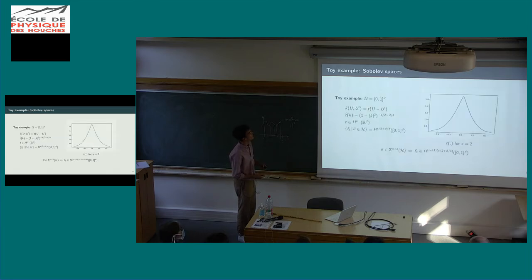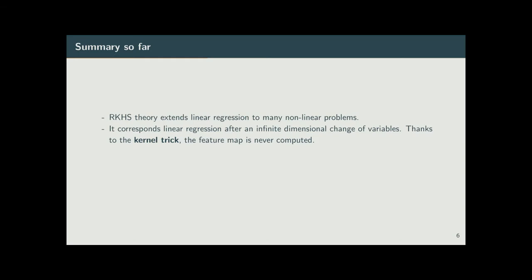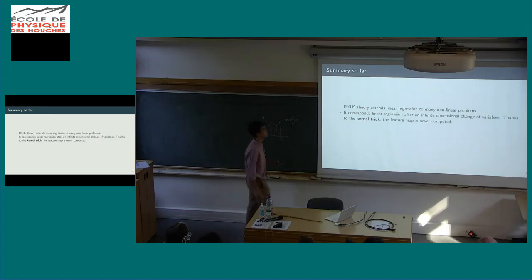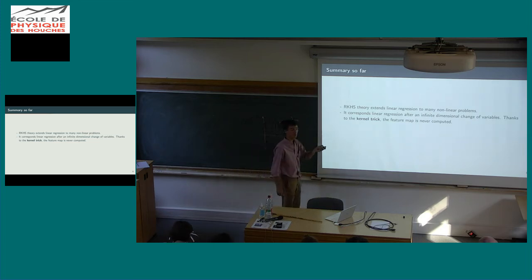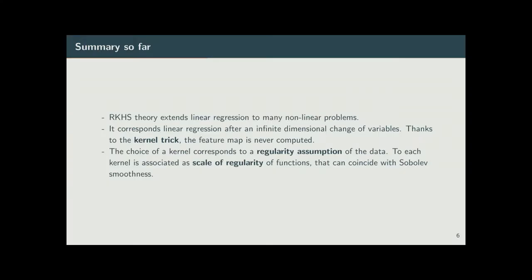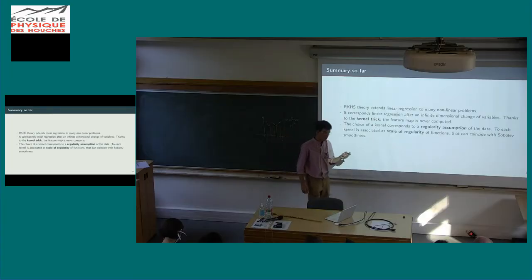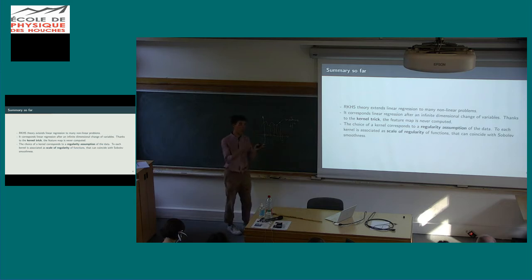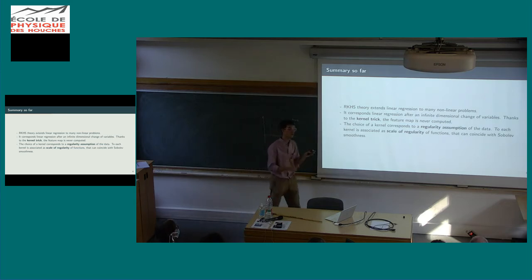So, summary of a difficult part. There is a kernel theory that extends linear regression to nonlinear situations. It corresponds to an infinite dimensional change of variables, implicitly. And thanks to the kernel trick, it remains implicit. You never have to compute things. When you choose a kernel, you make an assumption. And the kernel defines a scale of regularity that you will use to measure regularity of functions.